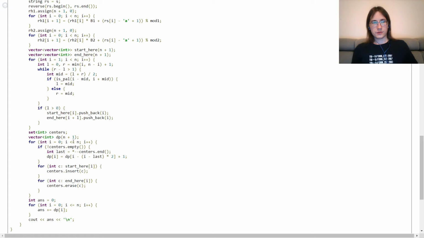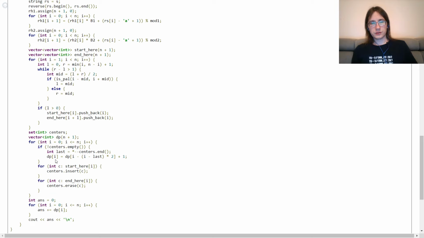Then I consider different positions. After I consider this position, I need to update the set, add all centers for each segment that starts here, and delete a center for each segment that ends here. But before I do that, I check that if the set is empty, then there are no correct left borders for such right border. But otherwise, I find the largest value which is currently in the set, and I call it last. And i minus 2 times i minus last is where the arrow points.